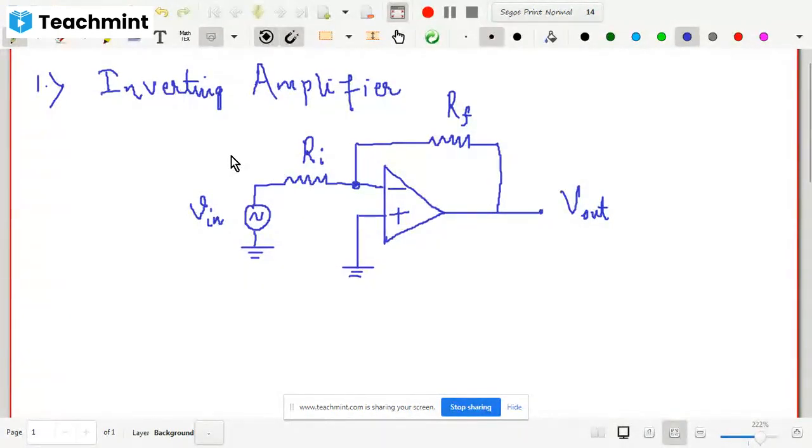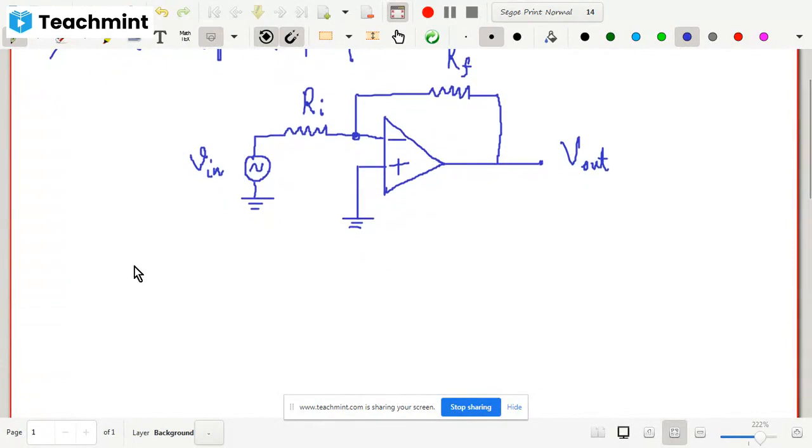Now the voltage gain. Let us see the voltage gain of this amplifier. We'll try to derive the expression for this now. You know that an op amp has infinite input impedance, is it not? Here, the impedance between the plus and the minus terminal is infinite. The input impedance is infinite.